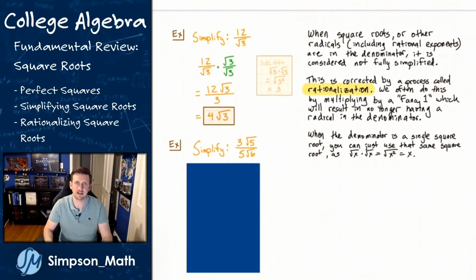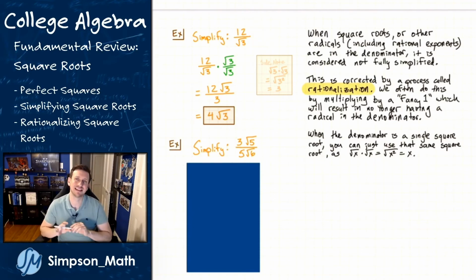One last thing about square roots is this idea about rationalization. So if I see this 12 over square root of 3, 12 divided by square root of 3, that is not what we consider to be simplified. All right? So it's not fully simplified, so we have to fix this by method of rationalization. Now, just a note before we go into this.